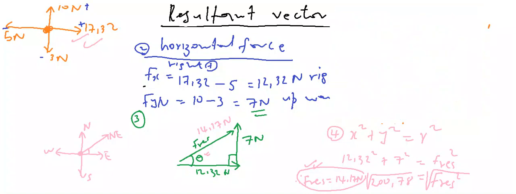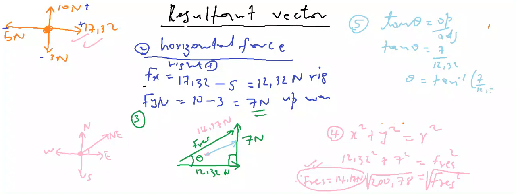So step number 5, the direction. Step number 5 is the direction. Tan theta is equal to opposite over adjacent. The angle theta is opposite to 7. So tan theta is 7 divided by the adjacent, which is 12,32. Theta is equal to tan inverse of 7 over 12,32. Therefore, theta is equal to, let's press the calculator, 29,60 degrees. That is our theta.